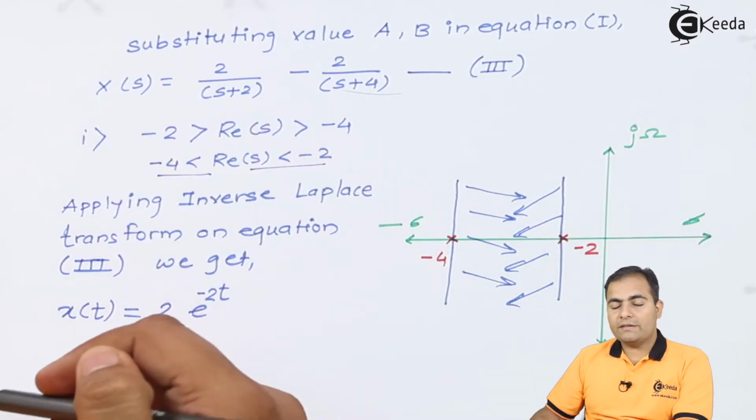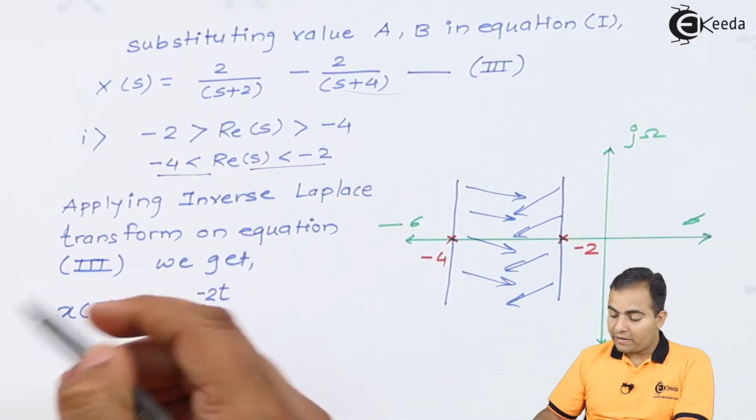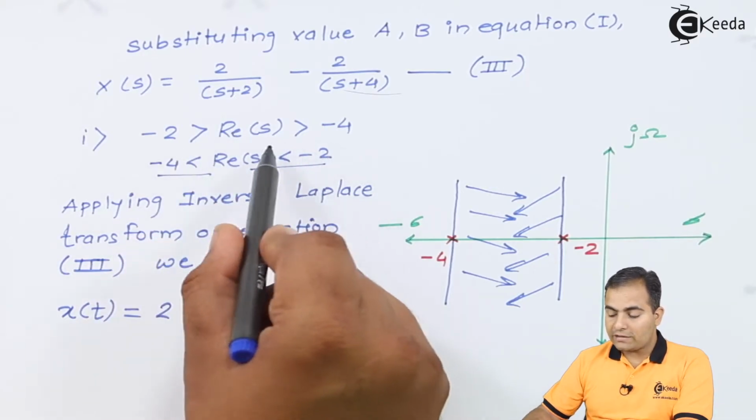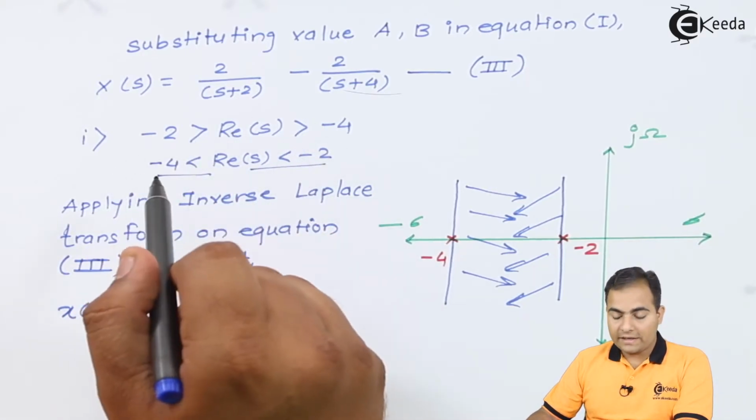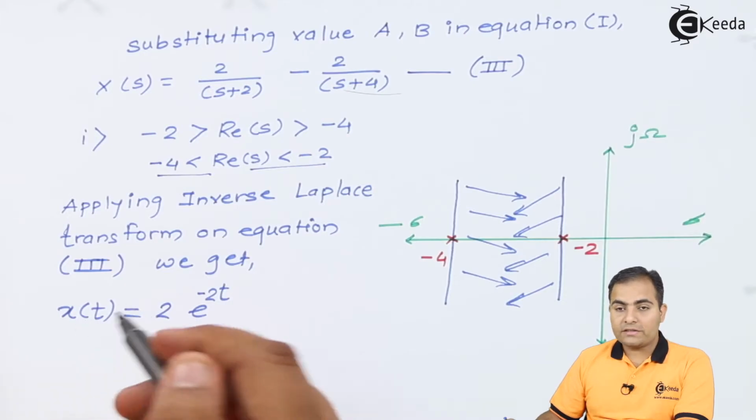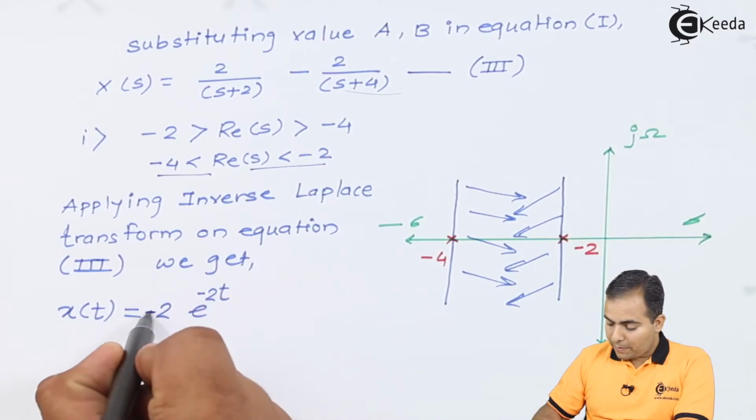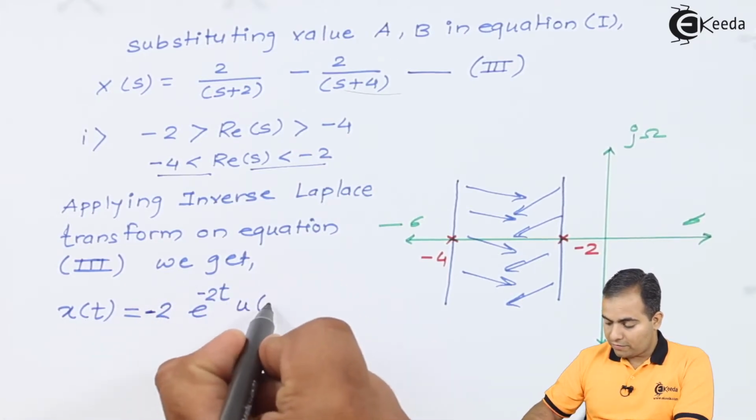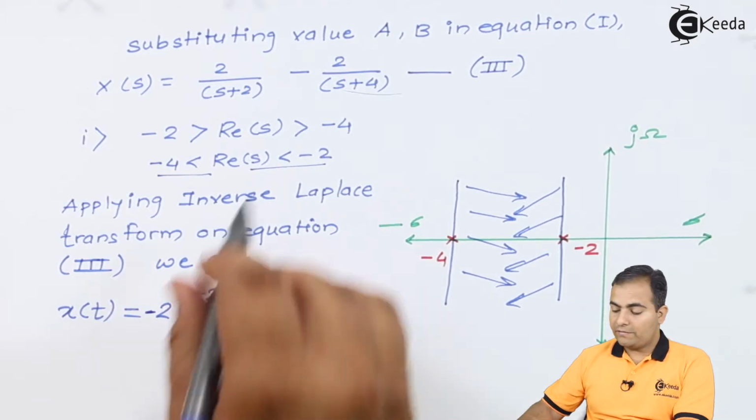Now the inverse Laplace transform of 1 by s is the unit step, but as this pole is left-handed, we have to replace that u of t by minus u of minus t. Now we'll move on to the next.